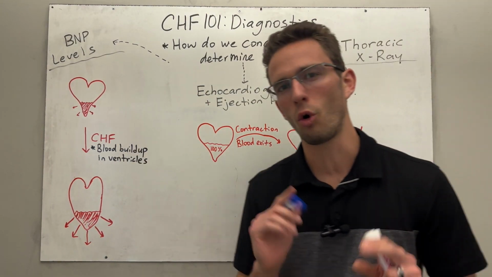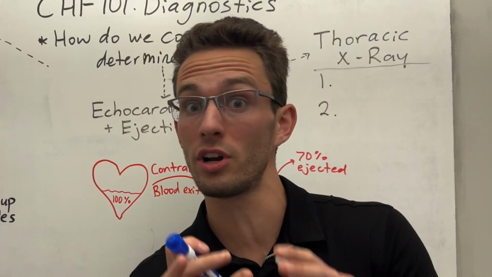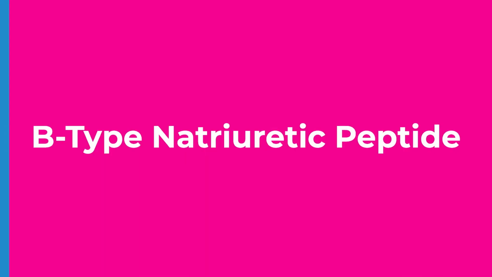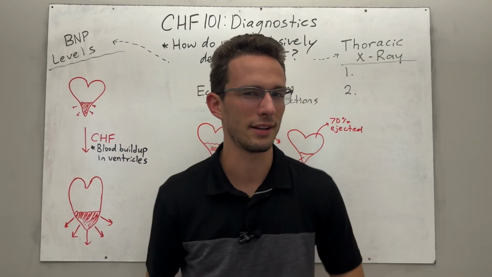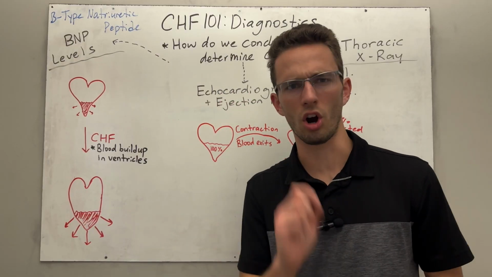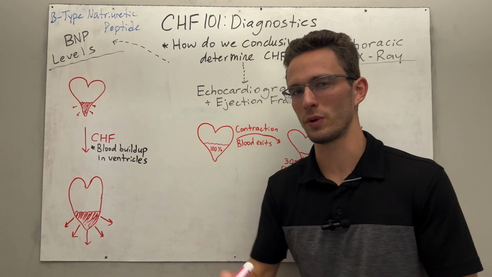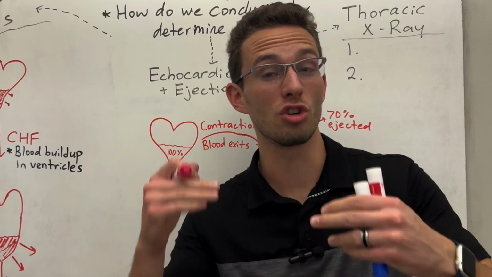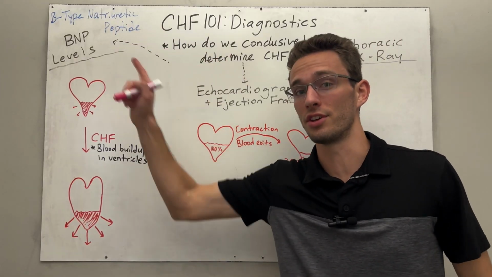Now BNP, this is a hormone, okay? So it's a chemical messenger in your bloodstream that we can measure the amount of. And BNP stands for B-type natriuretic peptide. So I'm going to get to what this means in a second, but first, why do we release this during heart failure? Well, BNP is released whenever the ventricles stretch too much and the heart begins getting stressed. So the heart itself actually releases this hormone.